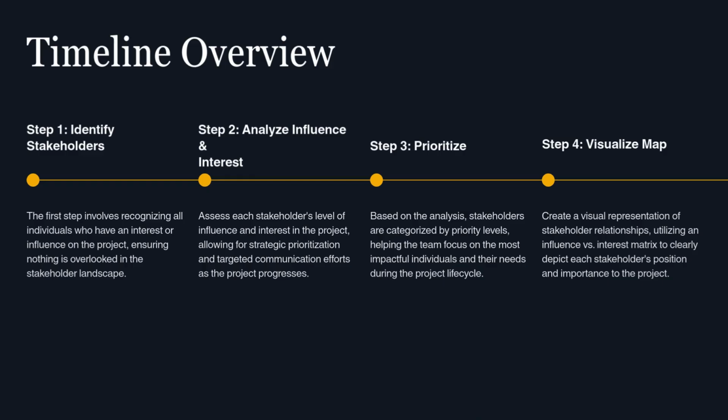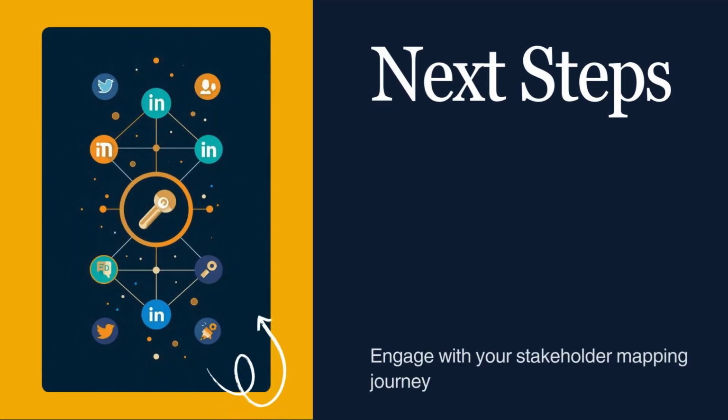So now let's finish up with a quick summary of what we have learned today. A quick review now that we have explored the framework for identifying and prioritizing stakeholders. Let's look at how you can engage with your stakeholder map journey. First, remember that effective engagement is a continuous process. It is about building relationships and maintaining open lines of communication.